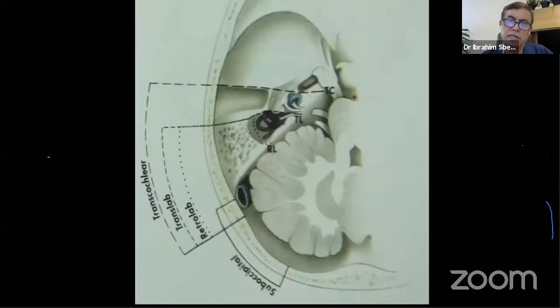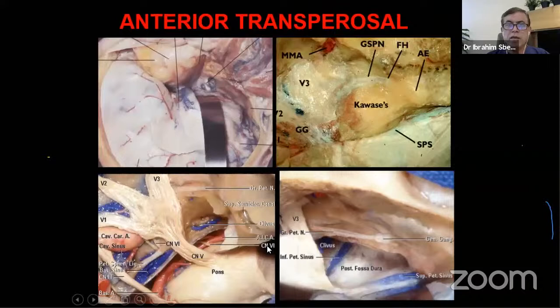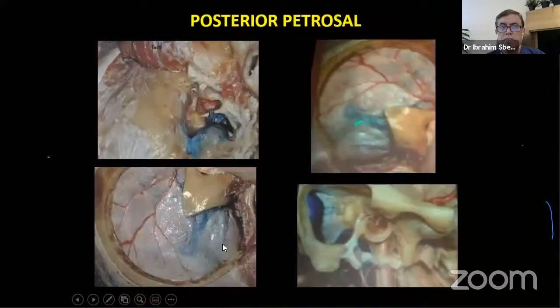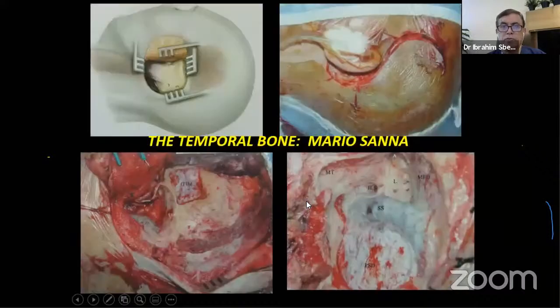And here, as I said, the transcochlear approach, the translabyrinthine approach, the retrolabyrinthine approach, and the retromastoid approach. Anterior transpetrosal or Kawase approach, middle fossa approach, retrosigmoid approach, or pre-sigmoid approach. Again, very, very nicely illustrated in Matt Sana's book.